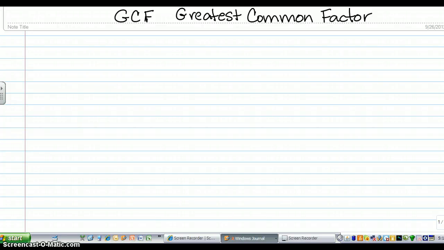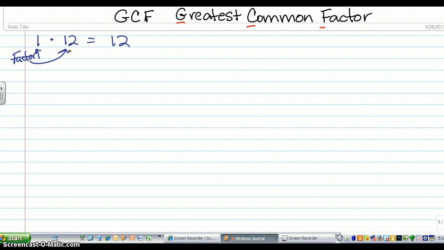Okay, today's lesson is on the greatest common factor, or the GCF. And just to remind you, factors are two numbers that, when they are multiplied together, give you a product. So 1 is a factor, and so is 12. And there are more than just two factors for 12.